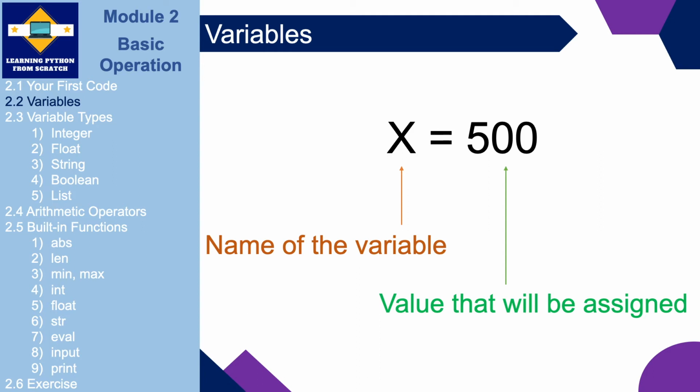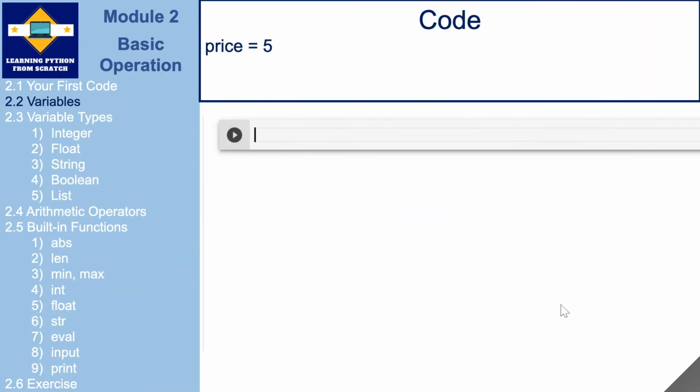Next, let's talk about variables. A variable is a name that is a reference to an object. You can use the assignment operator, which is the equal sign symbol, to assign values to variables. In this example, the text to the left of the assignment operator, which is x, is the name of the variable. The text to the right of the assignment operator, 500, is the value that will be assigned to the variable.